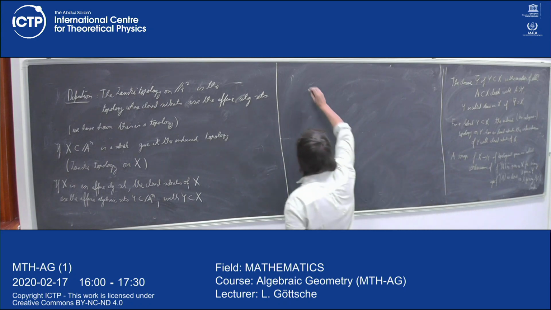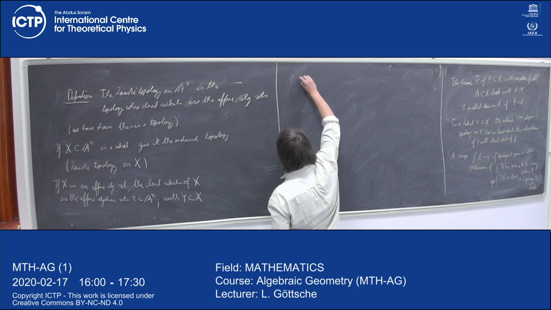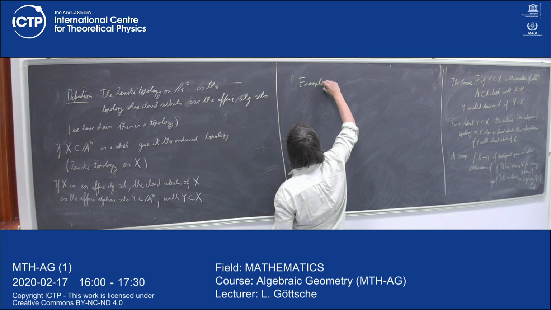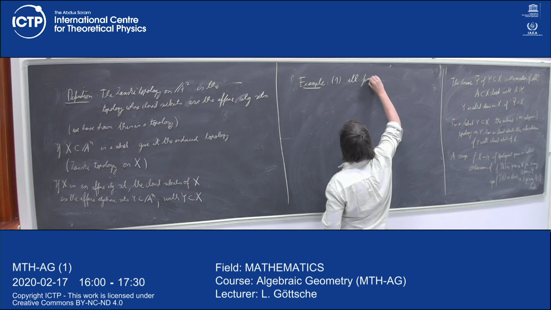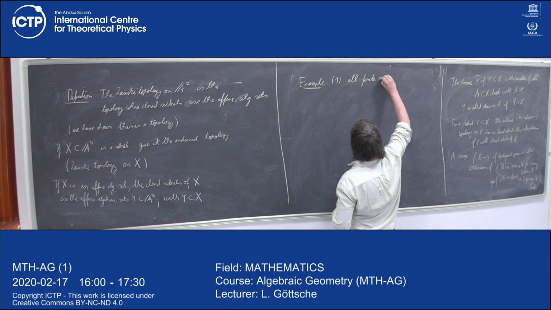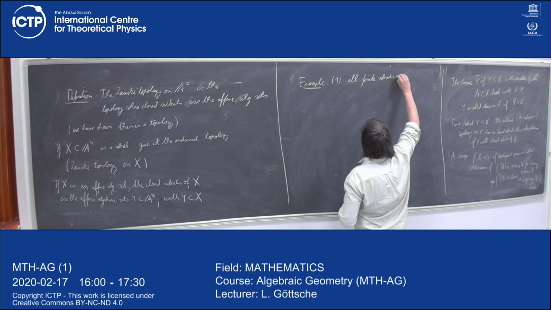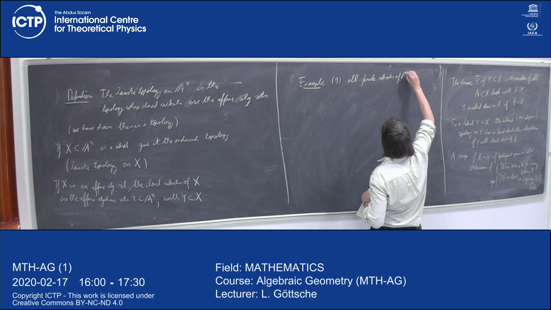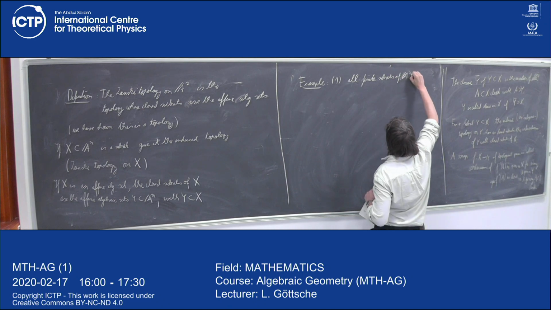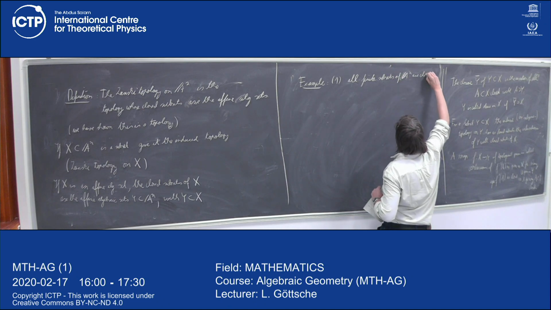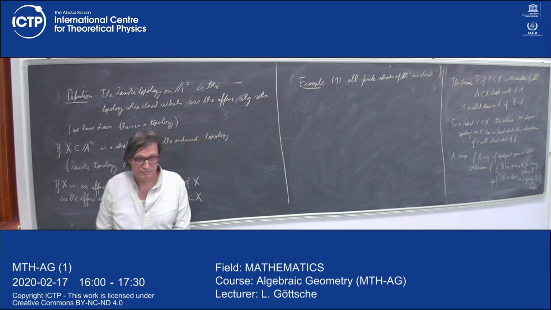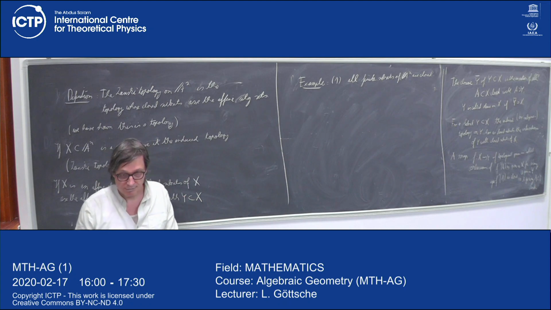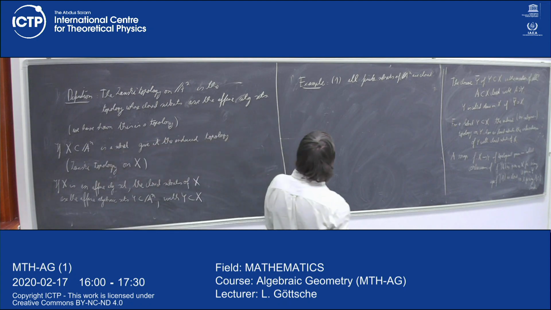So first, all finite subsets of AN are closed. That's clear, no? Because points we have seen are closed, they are finite algebraic sets, and then finite unions of points are finite sets. So this is clear.